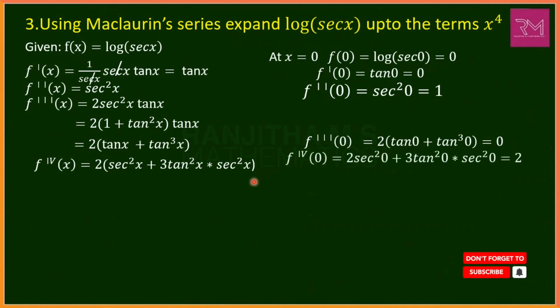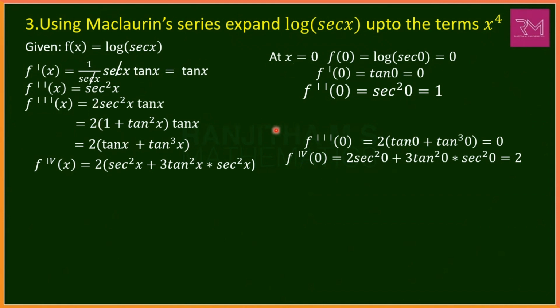For the f power fourth derivative of 0, substituting x as 0, we get 2 into secant square 0 plus 3 into tan square 0 into secant square 0. Here tan 0 is 0, and secant square 0 is 1. Hence we get 2 into 1, which is 2 itself. That is our f power fourth derivative at x equal to 0.